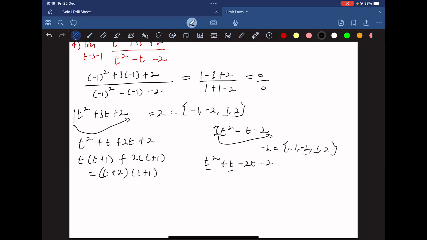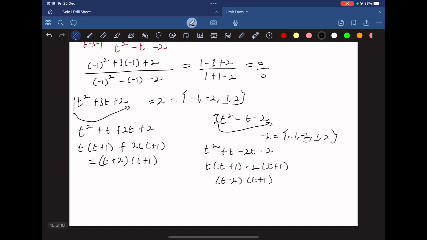So the first two terms, you have a common t, then t plus 1. For the next two terms, remember, the common term is minus 2, then t plus 1. So we have this and this. So that is t minus 2 and t plus 1.